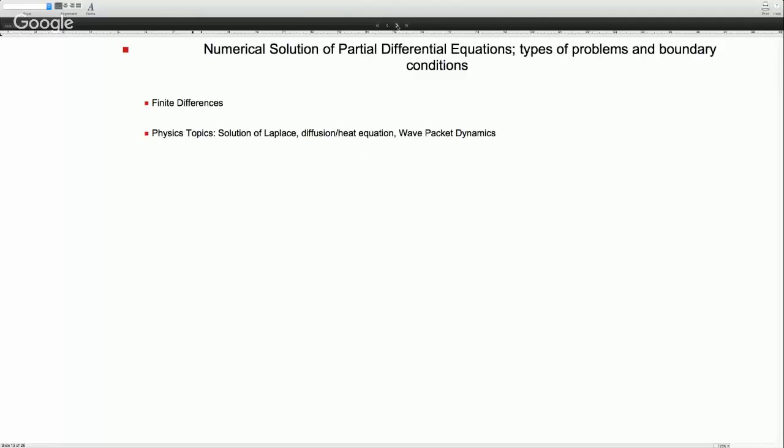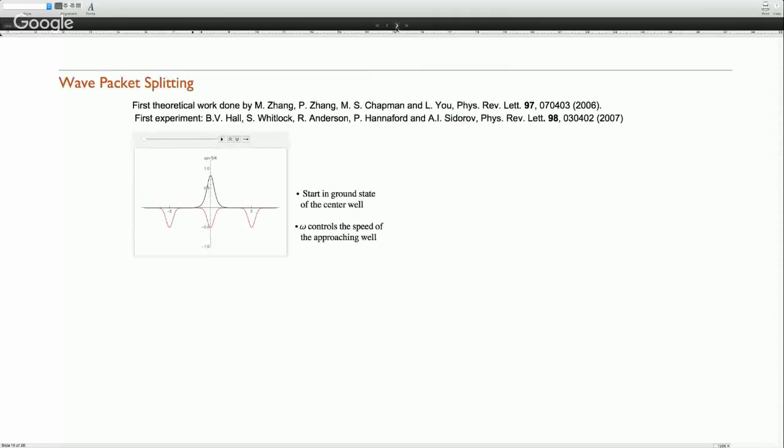And of course, now we get to partial differential equations, where there are lots of different types of problems and boundary conditions and eigenvalue problems. The most straightforward method for many is, of course, finite differences. There's Laplace's equation or the diffusion and heat equation, or you could do wave packet dynamics in quantum mechanics. And I actually have an example of wave packet dynamics, which I do in my quantum mechanics class.